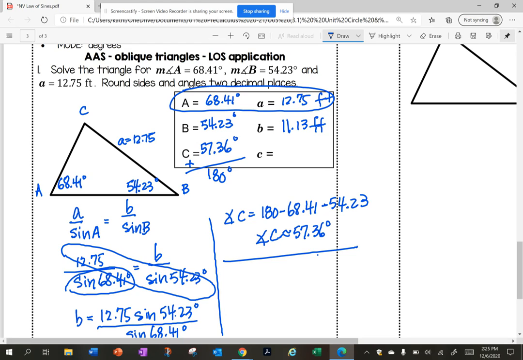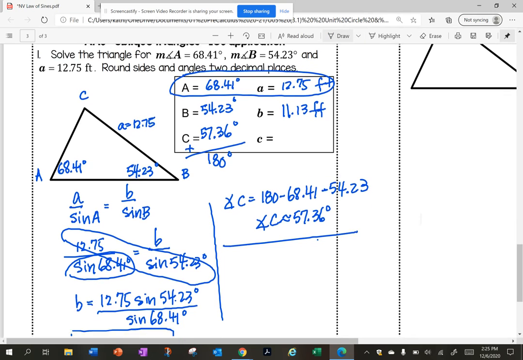Okay, and again, I'm kind of using lines to segregate my work. Most people do that. It just shows everything really clearly what you're doing.